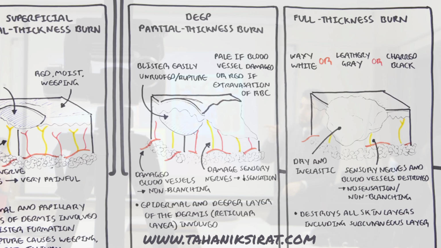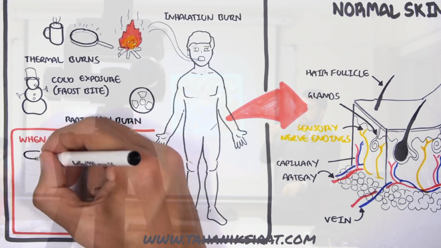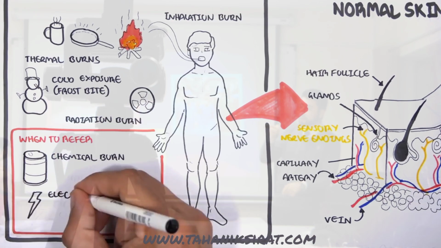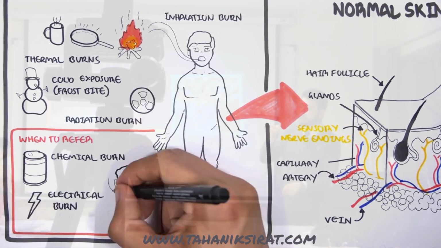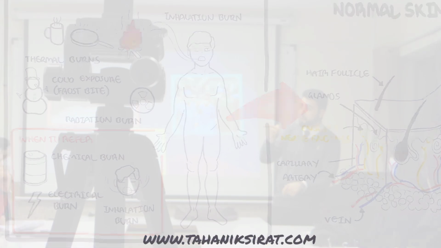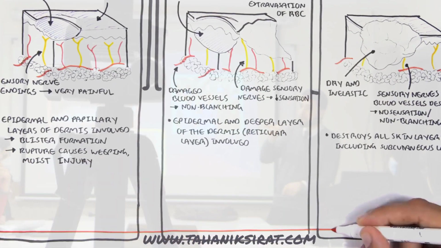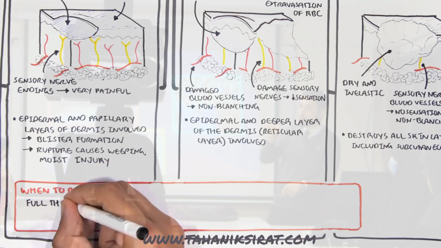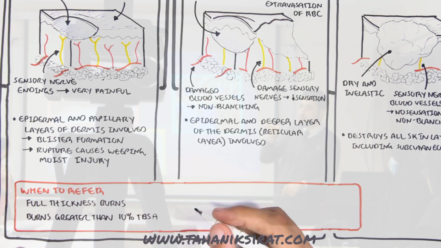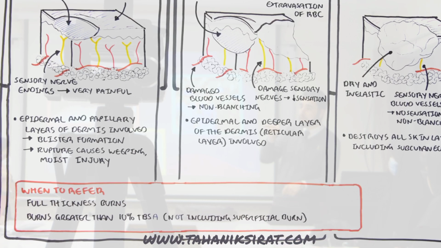There's actually a fifth classification of deep burns, but we're not going to talk about it here because I feel like it causes more confusion than help. Referring a burn to the burns unit is very important. We talked about referring certain types of burns to the burns unit, such as chemical burns, electrical burns, and inhalation burns. But how about the burn depth? Well, we always refer full thickness burns, and also burns greater than 10% of the total body surface area, and this does not include the superficial epidermal burns.